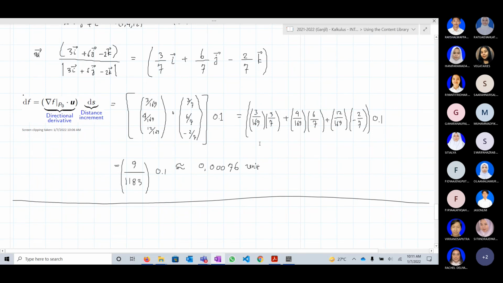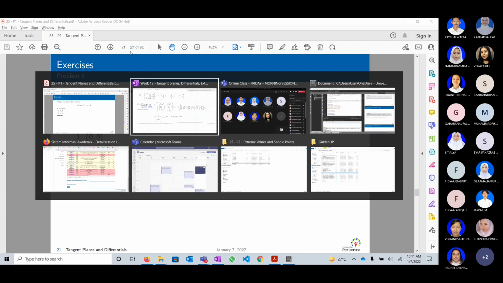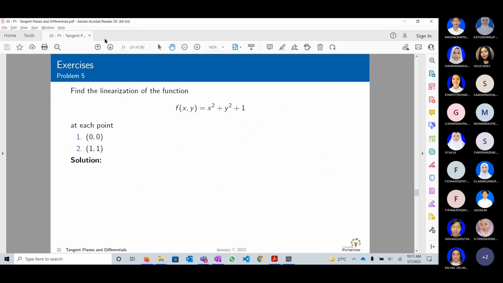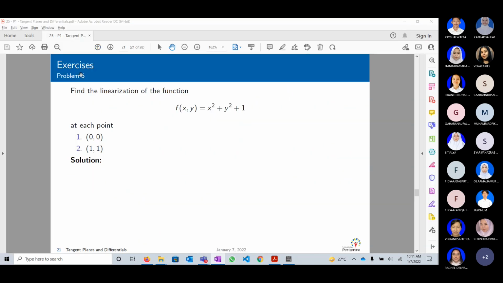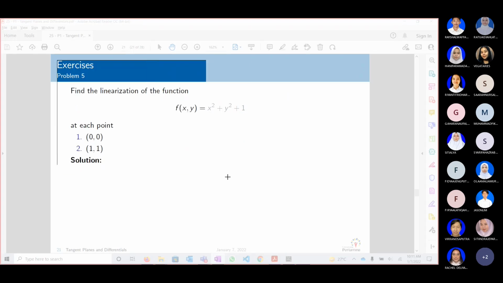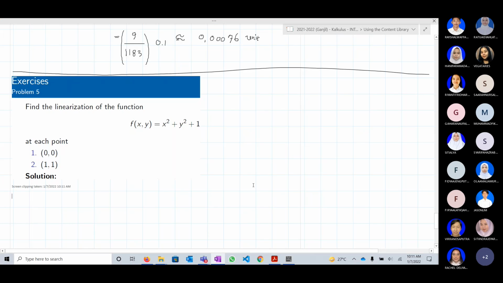Siap. Okay. The next problem. Find the linearization of the function f at each point. Yeah. So we have two problems here.